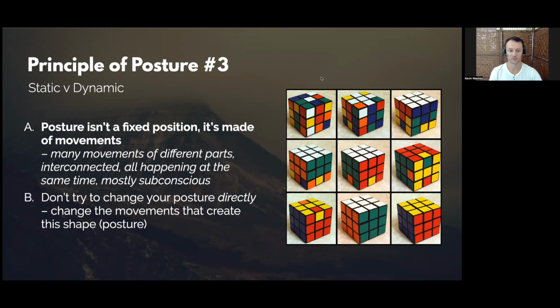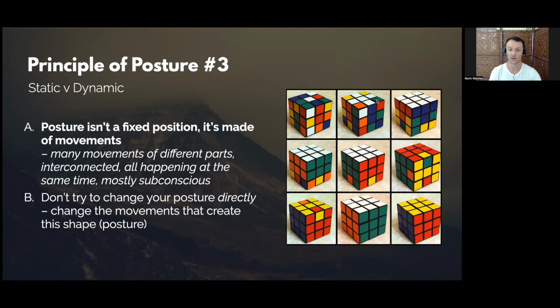So you need to make new movements. If you change your movements, you will change the shape that the movements make, which means a different posture. If you think of a Rubik's Cube, you can't do one color, then another color, then another color, side by side by side. You have to work in multiple movements at the same time in order to solve the Rubik's Cube.